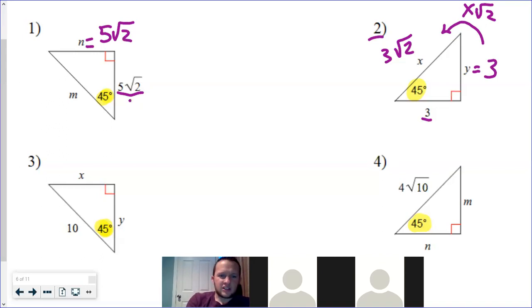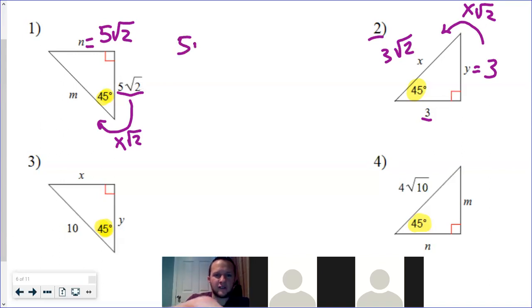What am I going to times 5 square roots of 2 by in order to get the hypotenuse? It's the same as before. I'm just going to times by the square root of 2. Now, since it already had a square root of 2, this is going to simplify. So let me just show you how to do this.